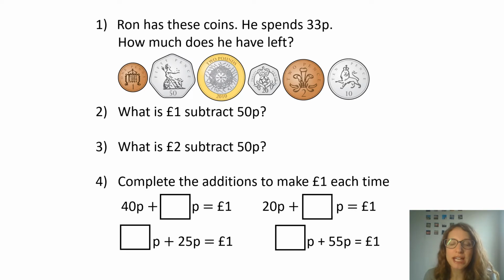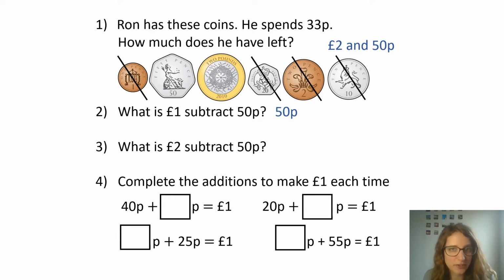Okay, so Ron has these coins. He spends 33 pence. How much does he have left? So we get rid of the 33 to start with. Okay, and he is left with £2, 50 pence. What is £1 subtract 50 pence? It's 50 pence. £2 subtract 50 pence is £1.50.